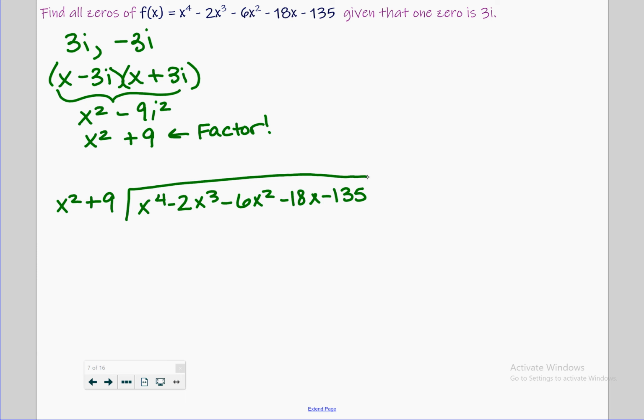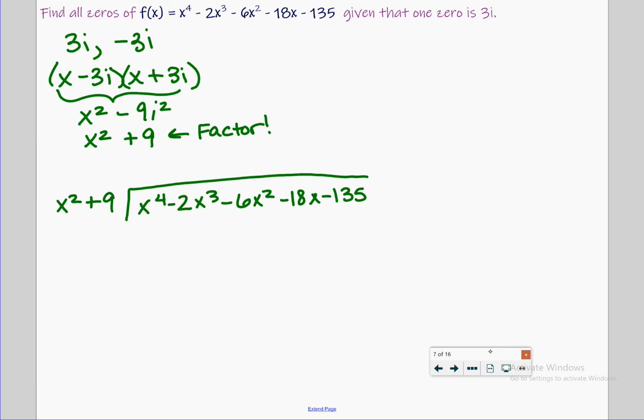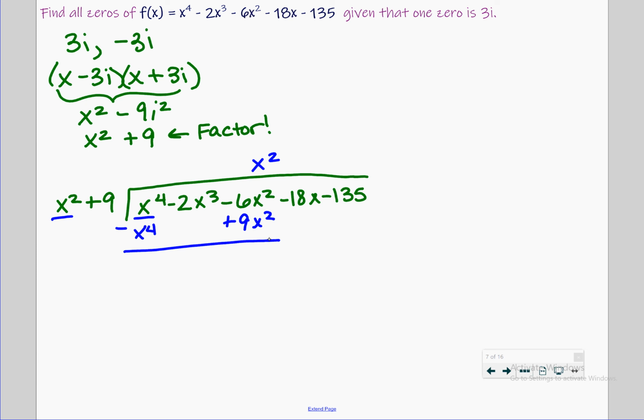X squared times what gives me x to the 4th? X squared. Multiply it by the guys on the side, I get x to the 4th plus 9x squared. Subtract. First terms cancel. Bring down my negative 2x to the third. Careful with the subtraction here. It's a negative 6 minus 9, so negative 15x squared, minus 18x minus 135.